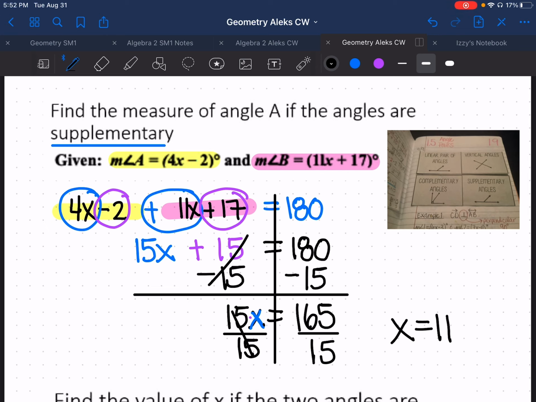If I have to go back, it does ask me to find the measure of angle A. It does ask for the measure of angle A. I'm just going to go ahead and substitute it in. 4 times 11 minus 2. And I got that right here from the yellow highlighting. 4 times 11 is 44, minus 2 would give me 42 degrees. This would be the answer that I would give, okay, on the answer blank right here.